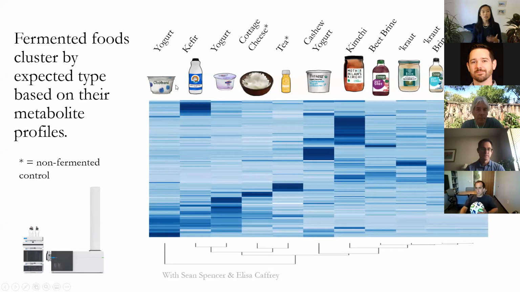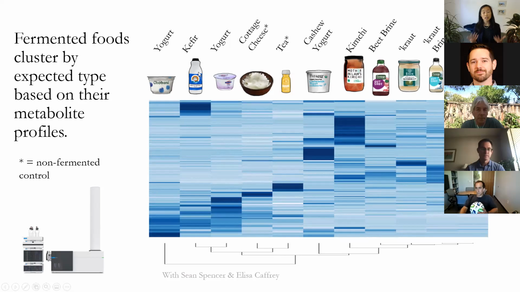And again, we're seeing that the fermented foods cluster by expected type. So all of our dairy ferments, our two types of yogurt and our kefir are on the left here, and all of our vegetable ferments are on the right. And so this metabolomics profile is just showing that it classifies fermented foods very well. I want to focus on kefir because it was my example of what makes fermented food so magical.